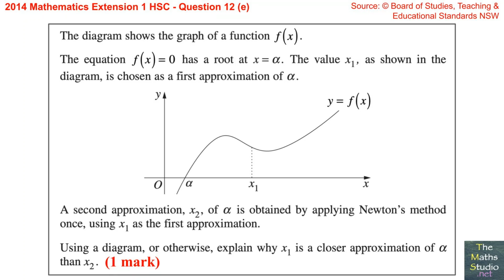A second approximation, x2, of alpha is obtained by applying Newton's method once, using x1 as the first approximation. Using a diagram or otherwise, explain why x1 is a closer approximation of alpha than x2.